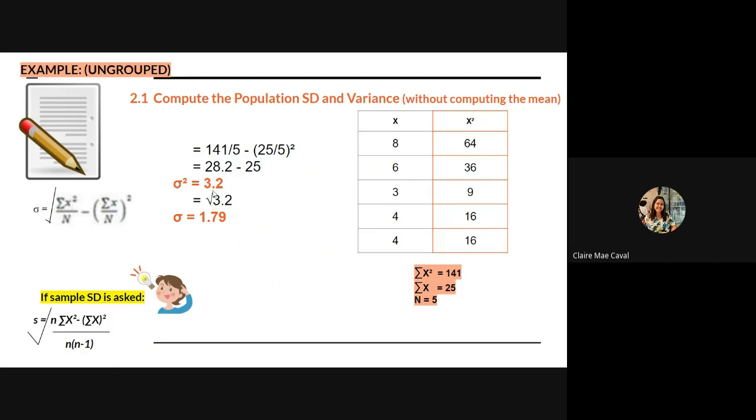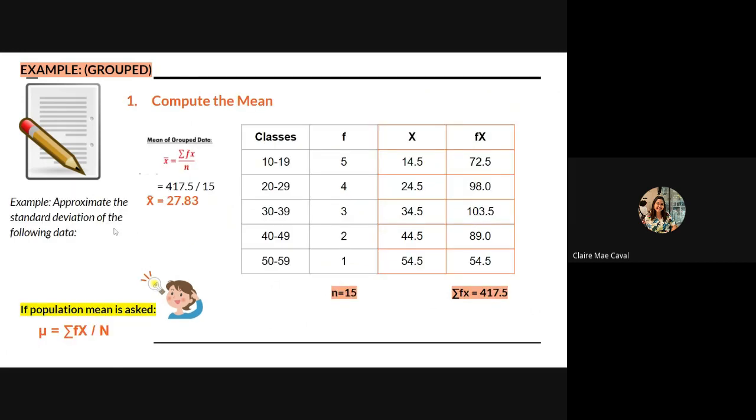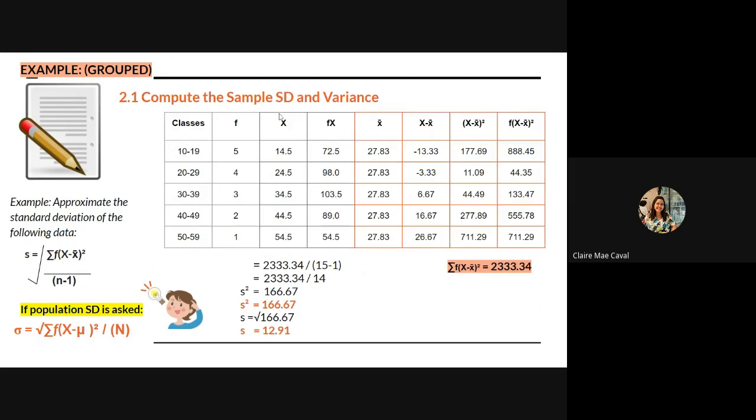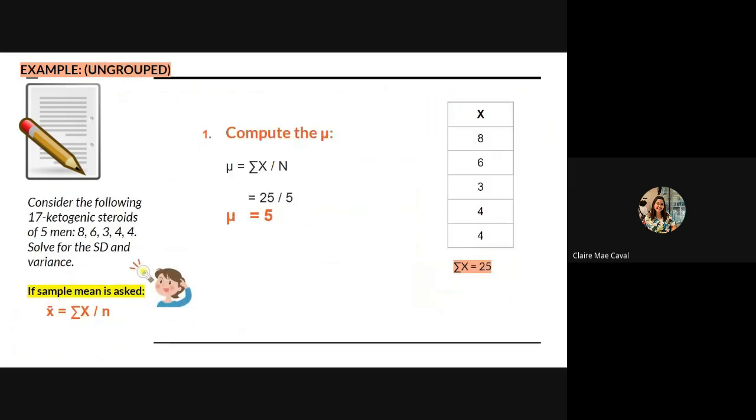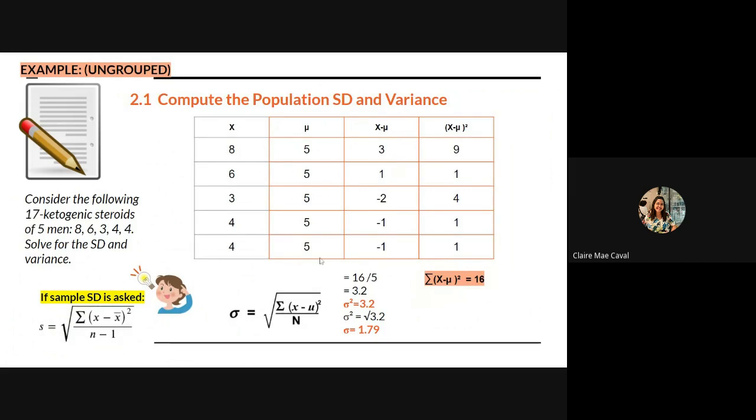But when we find the square root of 3.2, that is equal to 1.79, and this is already your population standard deviation. Let us check against the previous solution, where we had to compute the mean first. I'm sorry, I just have to go back. Okay, this is the solution in which we find the mean first. So this is the 3.2 population variance, and the population standard deviation is 1.79.